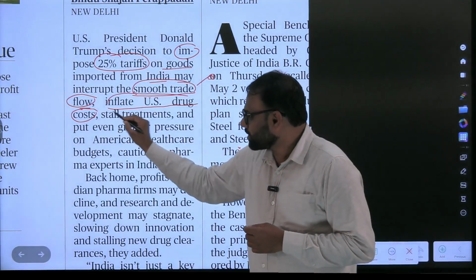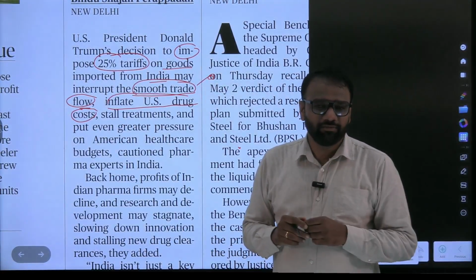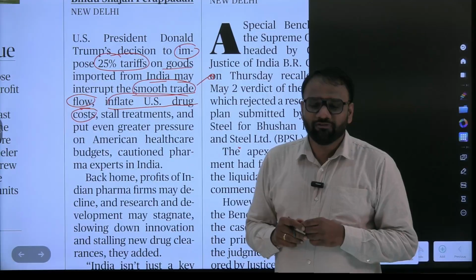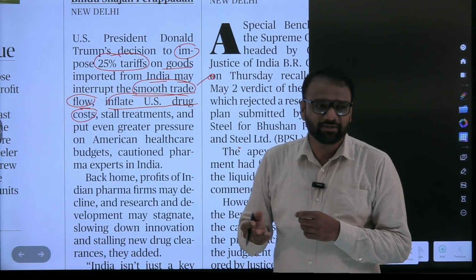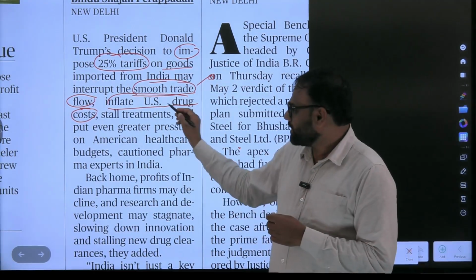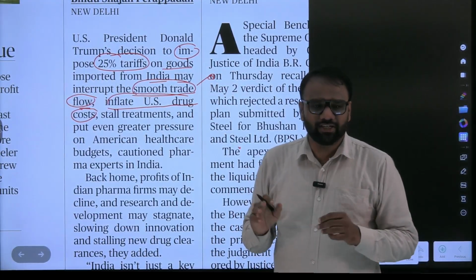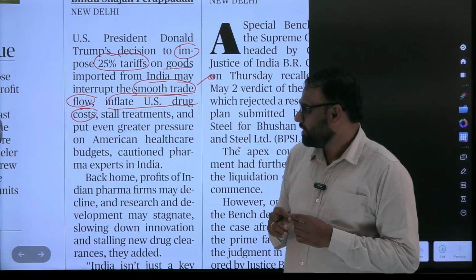Inflate US drug cost. What is the meaning of inflate? Inflate means automatically it will increase. The cost will increase. So in USA, the cost of the drugs will increase.